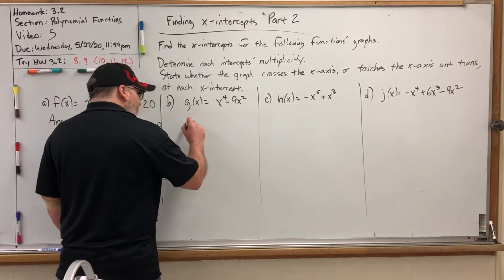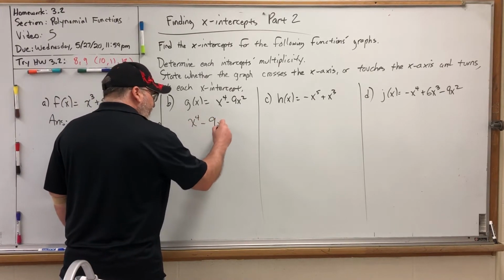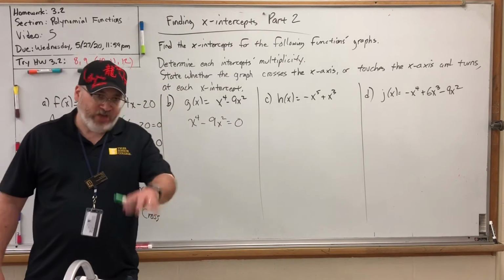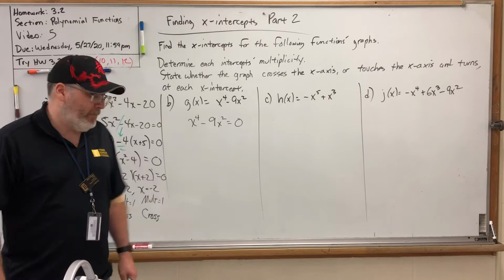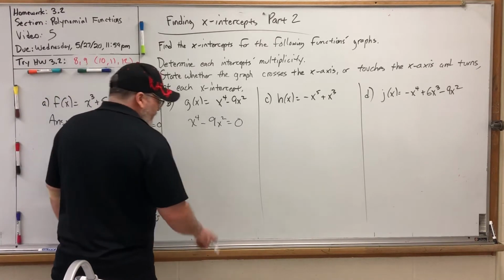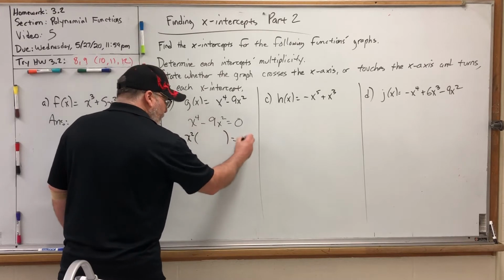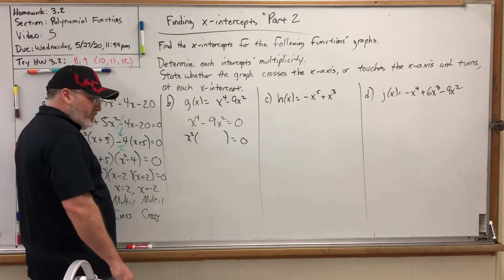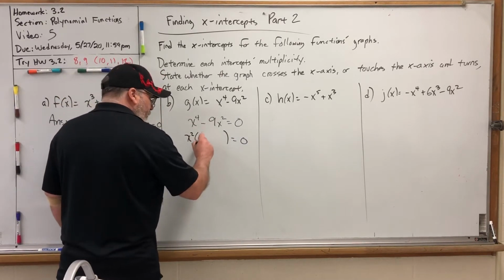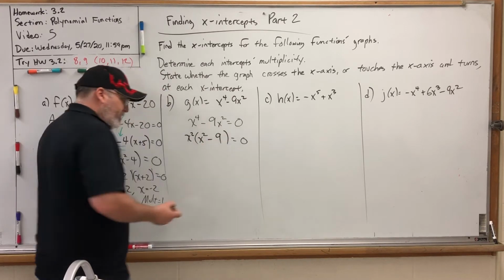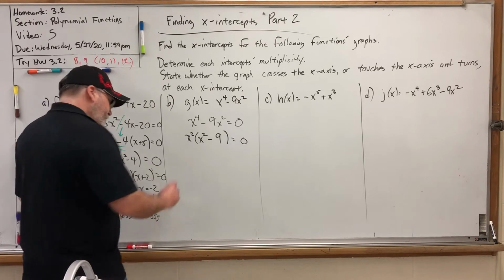For B, we would put x to the 4th minus 9x squared equal to 0. And when you're factoring, you should always ask yourself, is there a greatest common factor? There is on this one. These both have an x squared that I can factor out. And so the terms would each go down by 2 x's. So the x to the 4th would go down to x squared, and the minus 9x squared would lose both of its x's and just leave a minus 9.